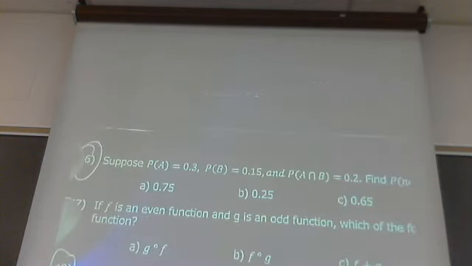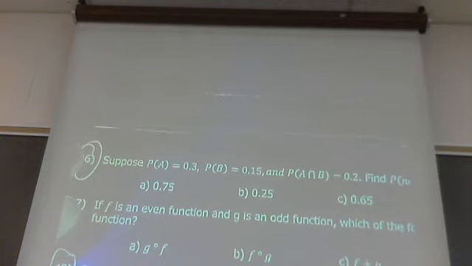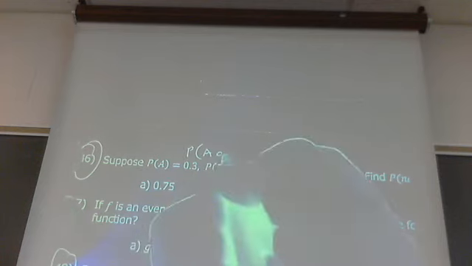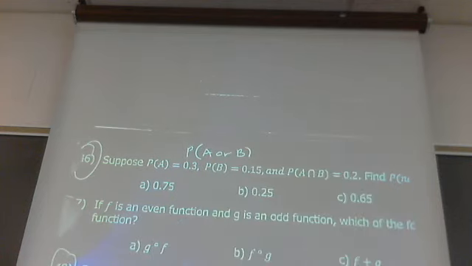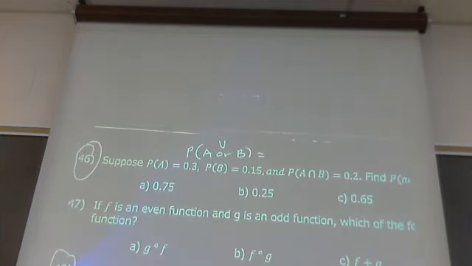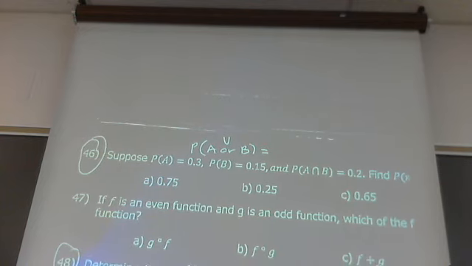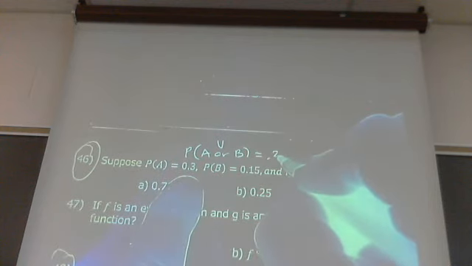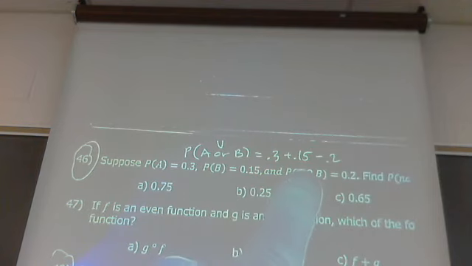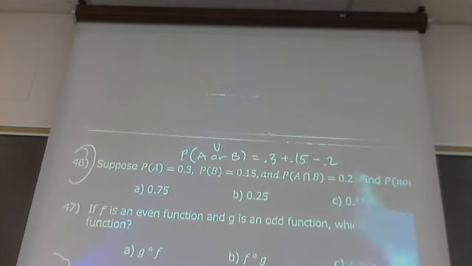Suppose the probability of A is 0.3, probability of B is 0.15, and the probability of the intersection is 0.2. Anybody know the probability of A or B? How do we find that? Which is also the union. Nope, we can't multiply. That's the intersection you're thinking of, and that's under the category of independence. Okay, yep. Add these two and subtract the intersection. 0.3 plus 0.15 minus 0.2. What do we got there? 0.45 minus 0.2? 0.25.